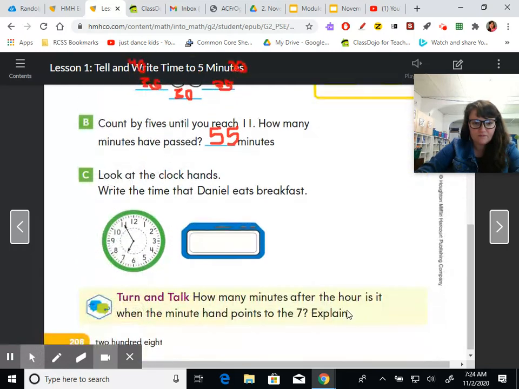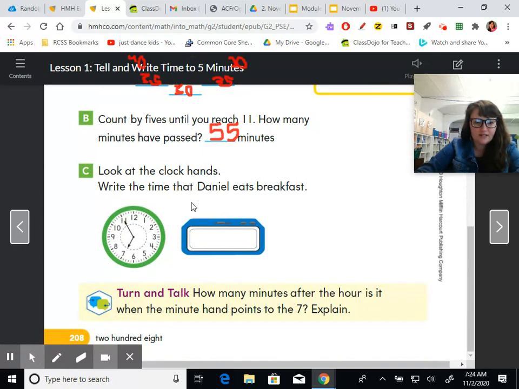Okay, let's keep going. Then it says, look at the clock hands. Write the time that Daniel eats breakfast. All right, so we just discovered that. Actually, it's not at 7 yet, so technically it's still 6:55. Yes, those are beautiful fives.